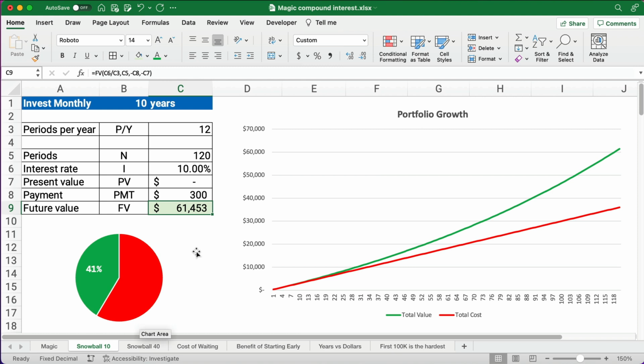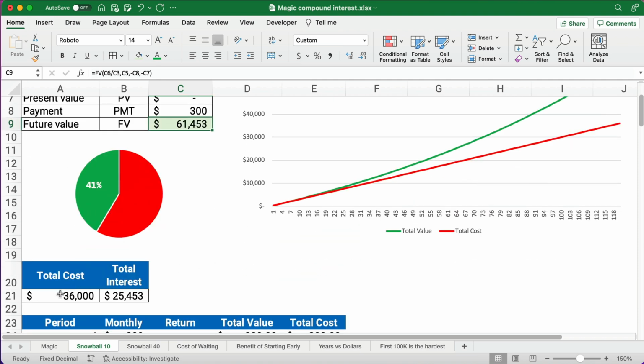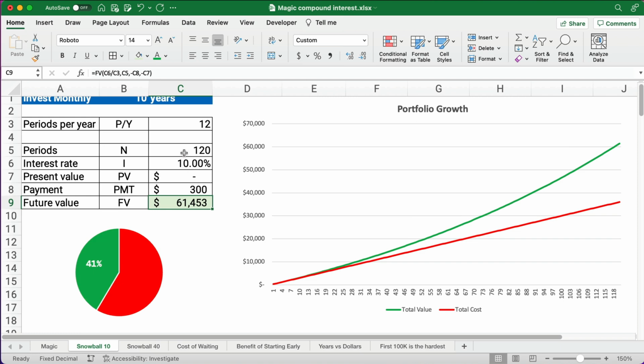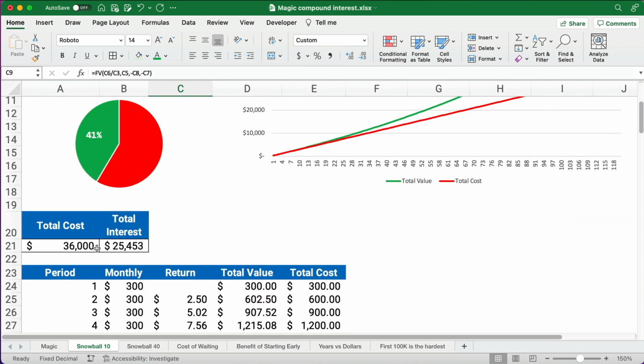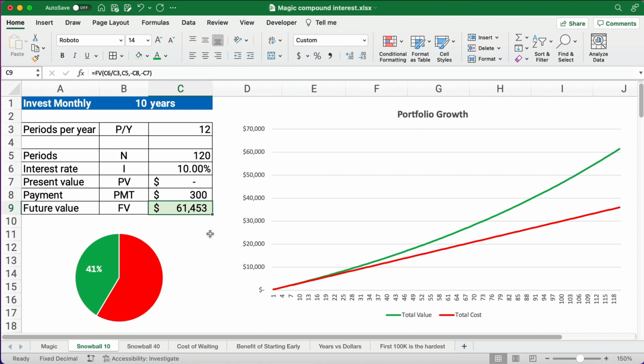$61,453. All right, you think, well, okay, that's nice, but that's not life-changing. But that's the first 10 years. Now, let me point to the red line is your cost of your investments that you make. So your total cost is 300 times 120 months, and so that is 36,000 in total cost.